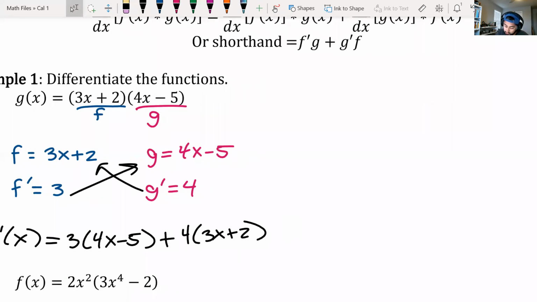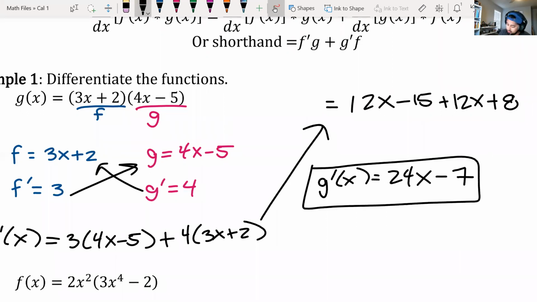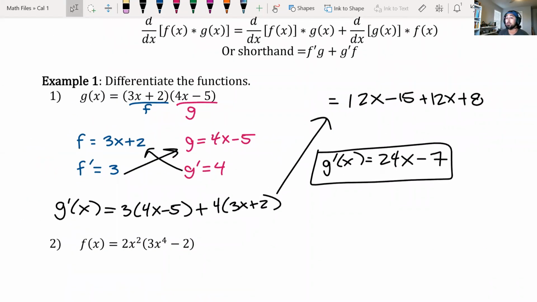I ran out of room there, wrote too big. So I'm just going to distribute that 3. So you'll get 12x minus 15 plus 12x plus 8. Clean it up, and we get g prime of x is equal to 24x minus 7. And there it is. That's how you would use the product rule.